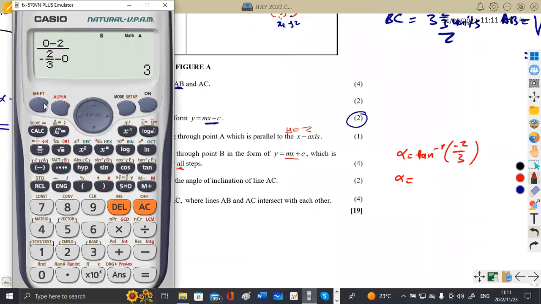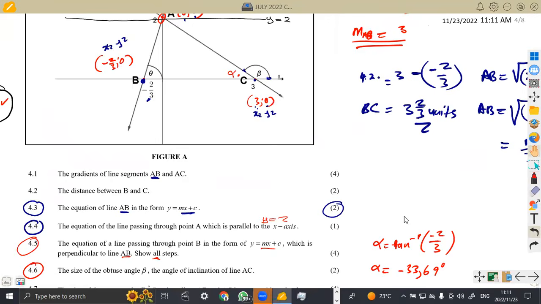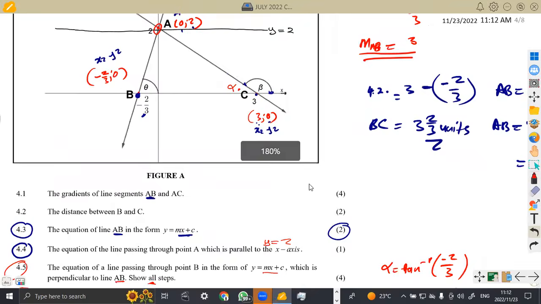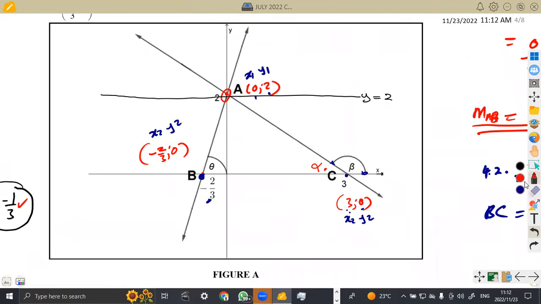So let's see what we have. Shift tan, negative 2 over 3. This is going to be the reference angle, not the beta, but the alpha, which is negative 33.69. So you can just write this as 33.69 degrees. To find the actual angle, which is beta, let's put this on the diagram. This is where we have 33.69.